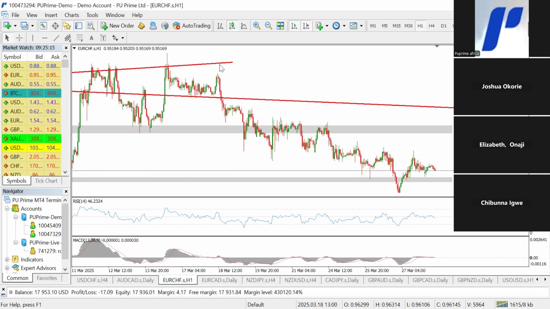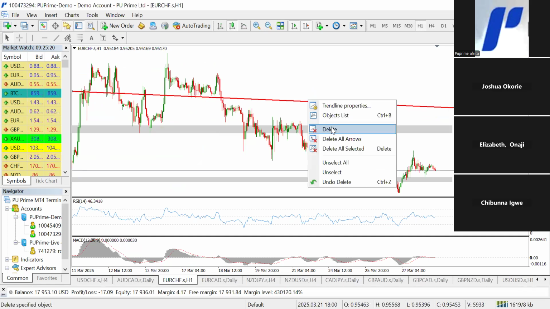And this is Euro CHF. I'll start from the daily time frame.